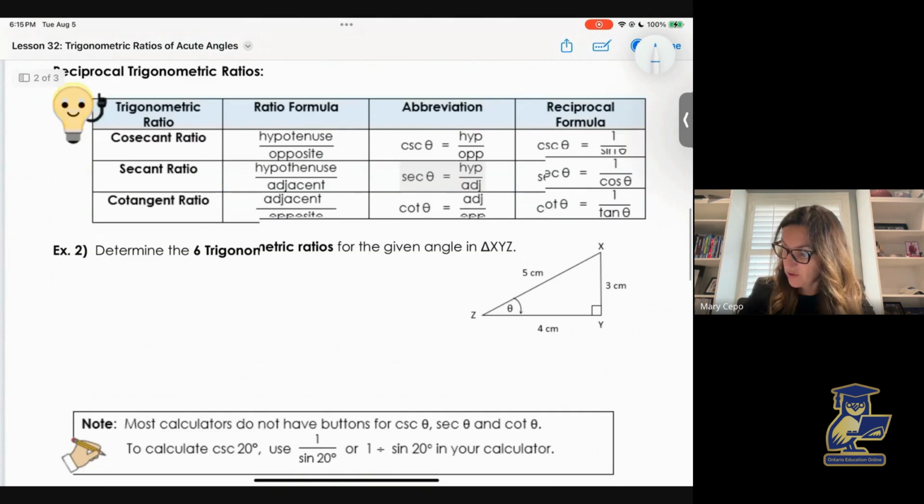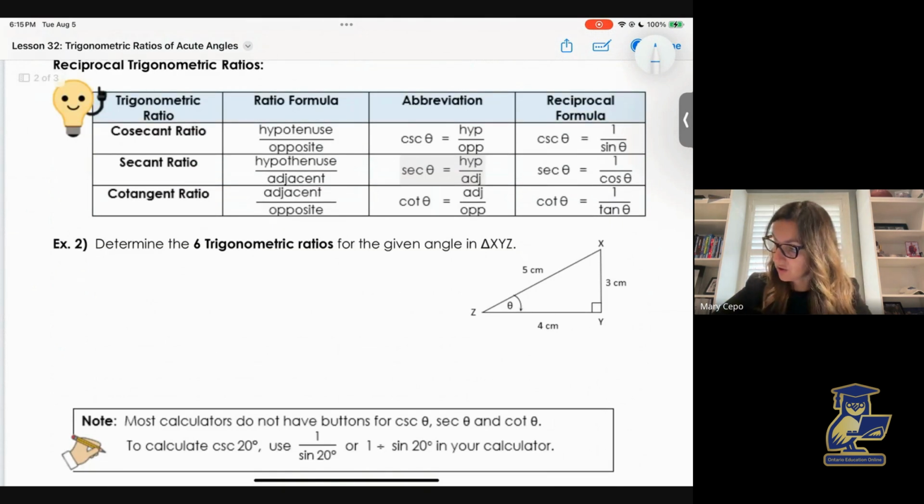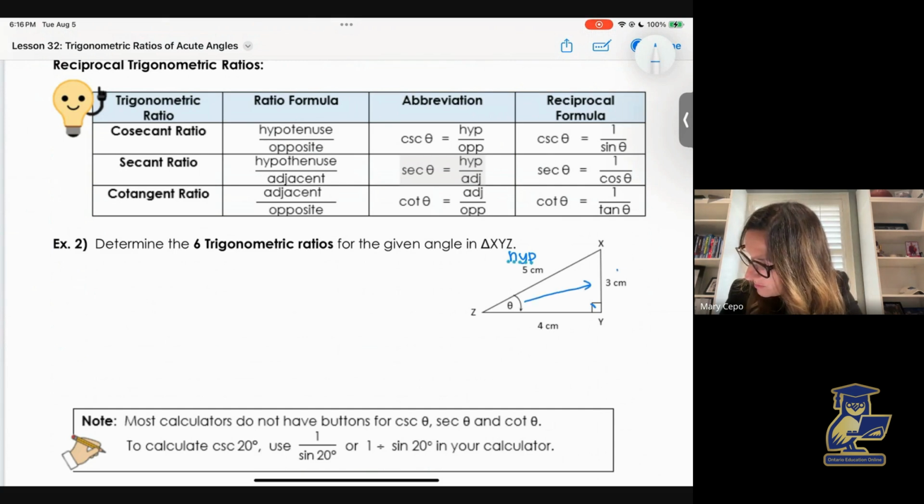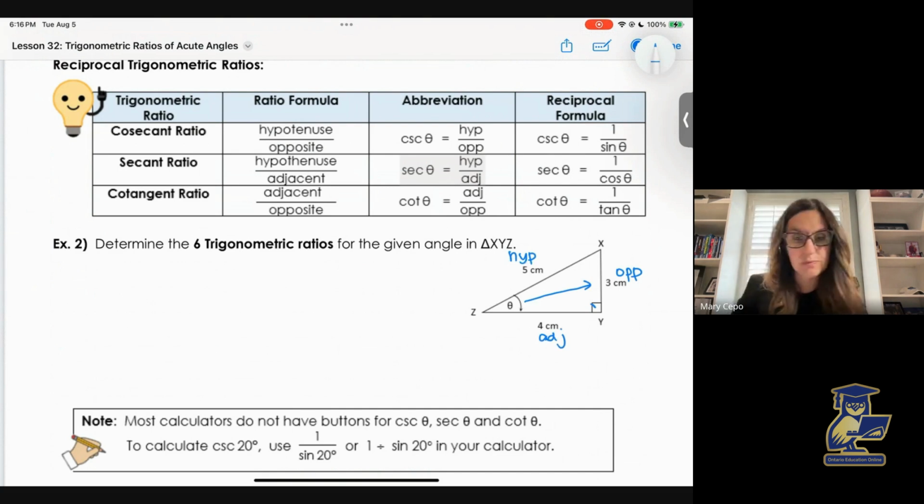Moving on, we have: determine the 6 trigonometric ratios for the given angle in triangle XYZ. So with that in mind, again, we always start by labeling. The 90-degree angle is here, so across from that would be my hypotenuse. Notice they've indicated the angle measure, which is angle Z, with the symbol theta. So opposite theta would be side XY, and that would be my adjacent.